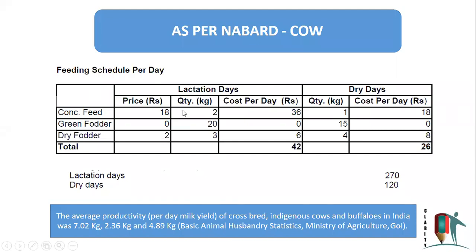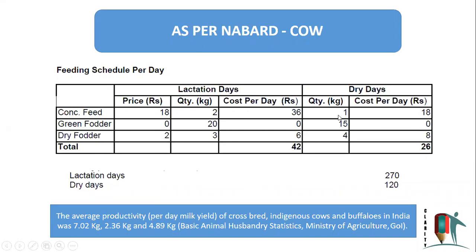As per Nabard model projects, for the concentrate feed quantity, you do not need to keep the price in mind. Just see the quantity for the lactating days and for the dry days: 223, and here the quantity is 115.4. Just remember this one only, 223, 115.4. This is important. Concentrate feed 2, green fodder 20, dry fodder 3 kg. This data you can remember very easily. Only these two data need to be remembered.